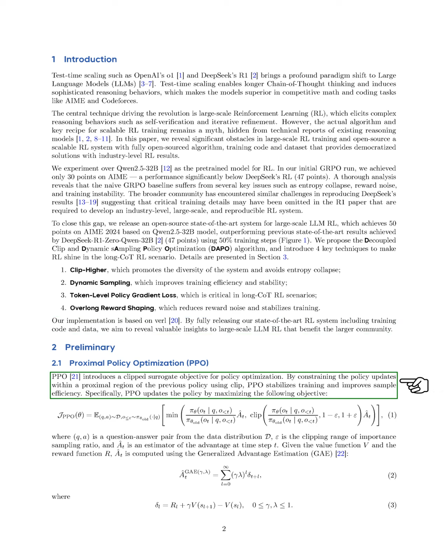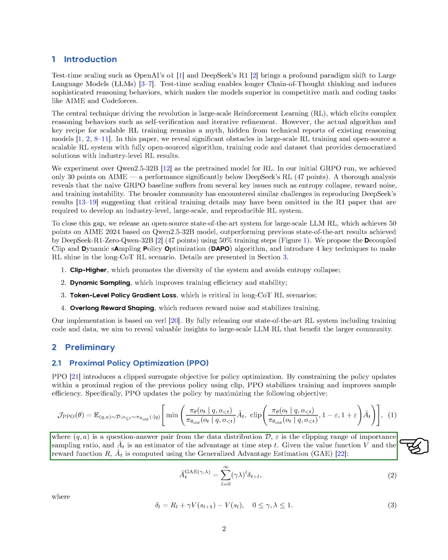Next, we discuss proximal policy optimization (PPO), which uses a clipped surrogate objective for policy optimization. This method stabilizes training and enhances sample efficiency by keeping policy updates within a certain range of the previous policy. Specifically, PPO maximizes an objective that involves a question-answer pair from the data, a clipping range for the importance sampling ratio, and an advantage estimator at a given time step.